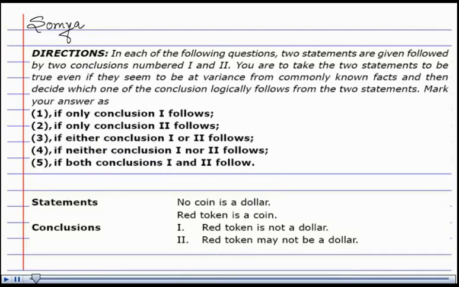Hello, I'm Samya. Directions. In each of the following questions, two statements are given followed by two conclusions numbered 1 and 2. You are to take the two statements to be true even if they seem to be at variance from commonly known facts, and then decide which one of the conclusions logically follows from the two statements.